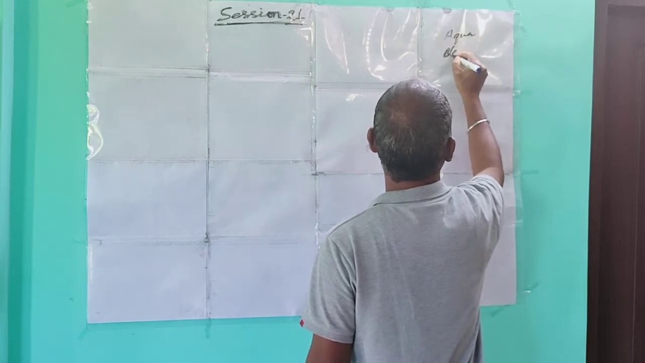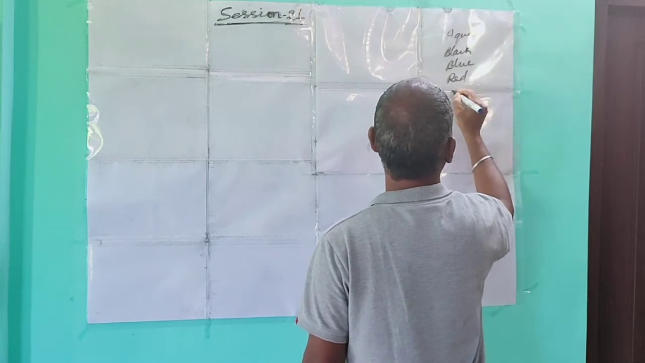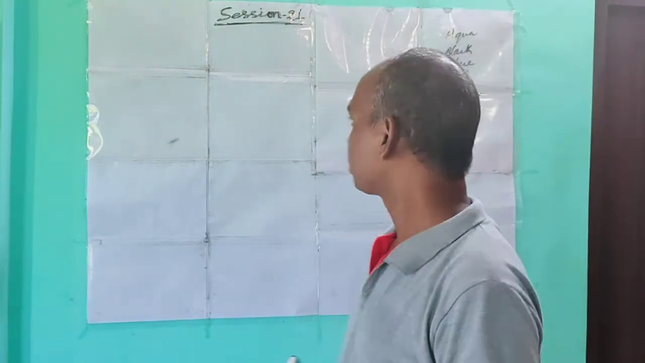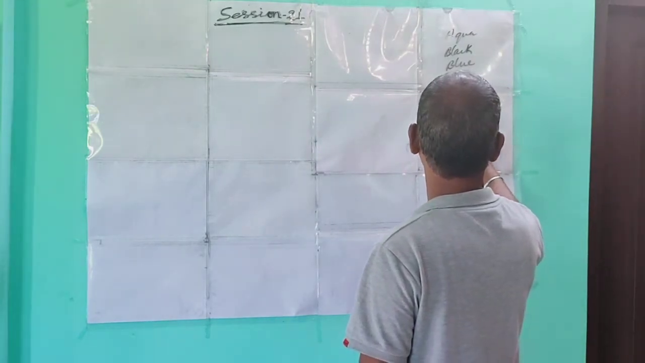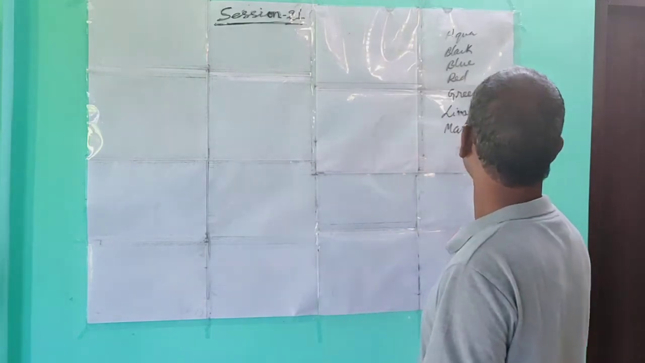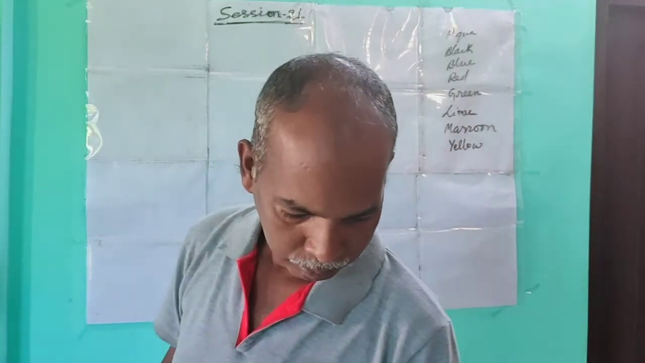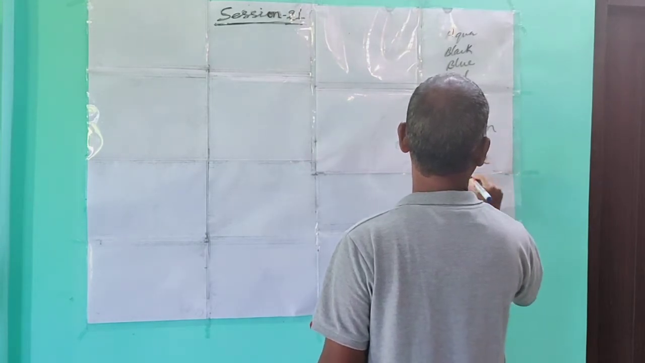Aqua, black, blue, red, green. There are 16 colors. I'm just giving some colors which you can use: lime, maroon, yellow, green is there. Then navy, olive, purple.